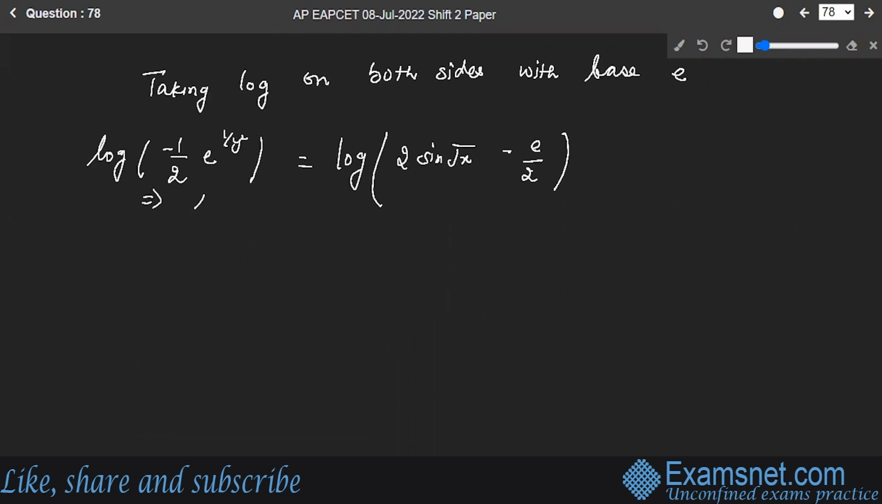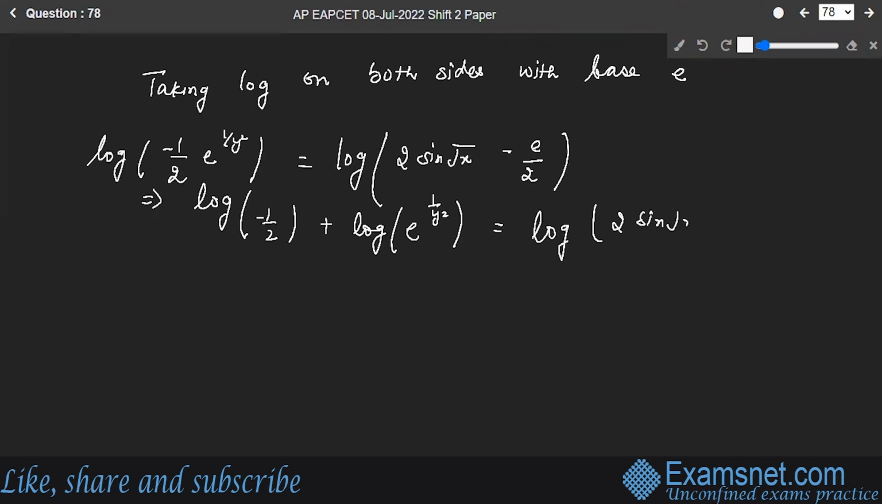So this is equal to log of minus 1 by 2 plus log of e raised to power 1 by y square is equal to, I'll not touch it, I'll keep it as such. So log of minus 1 by 2 is actually log 1 minus log 2.